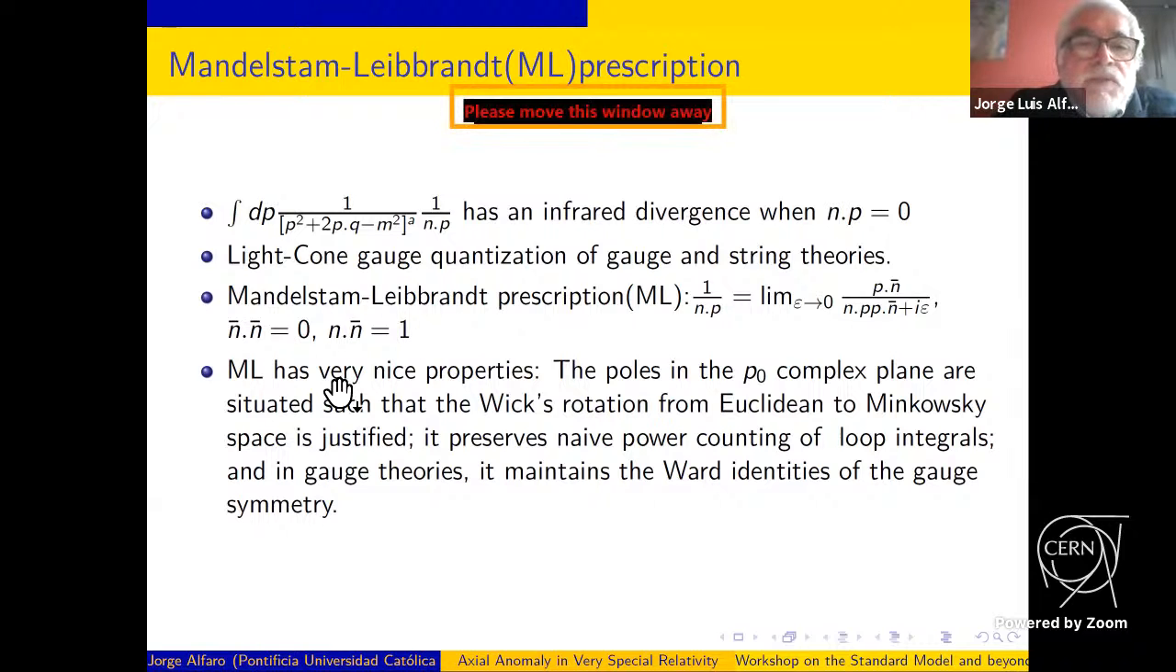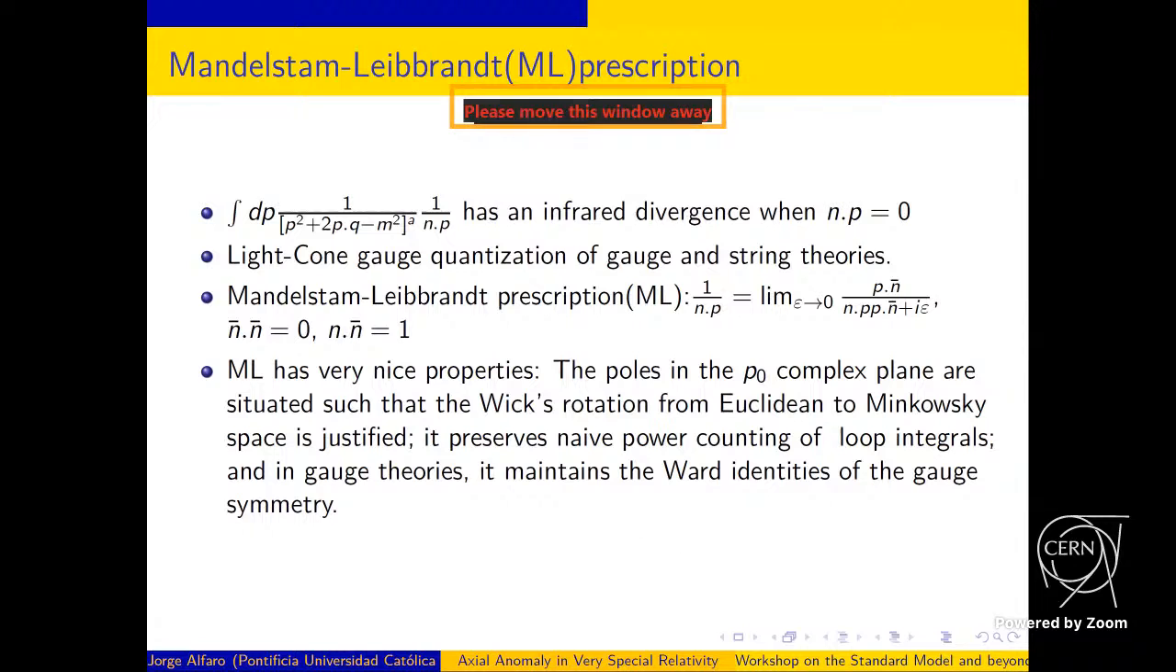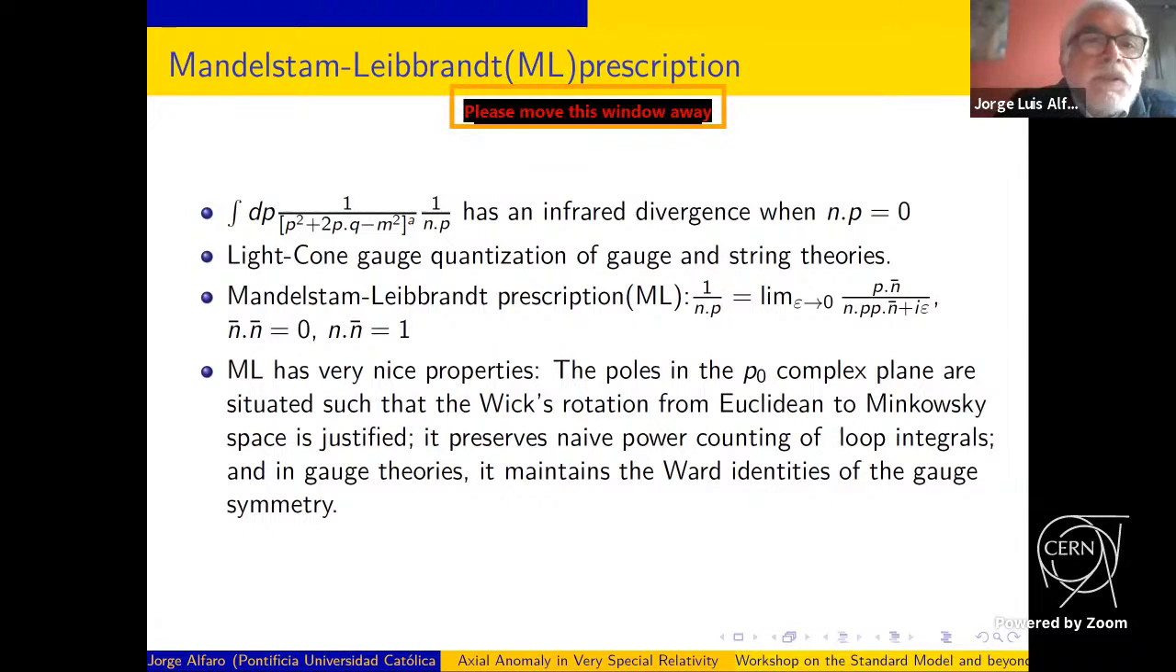The Mandelstam-Leibbrandt prescription has very nice properties. The poles in the p0 complex plane are situated such that the Wick rotation from Euclidean to Minkowski is justified. This is important for us. It preserves naive power counting of loop integrals. If you use some other prescription, for instance principal value, you will get tetrapoles that are not there. And in gauge theories, it maintains the Ward identity of the gauge symmetry. This is why it is preferred compared to other schemes of infrared regularization.